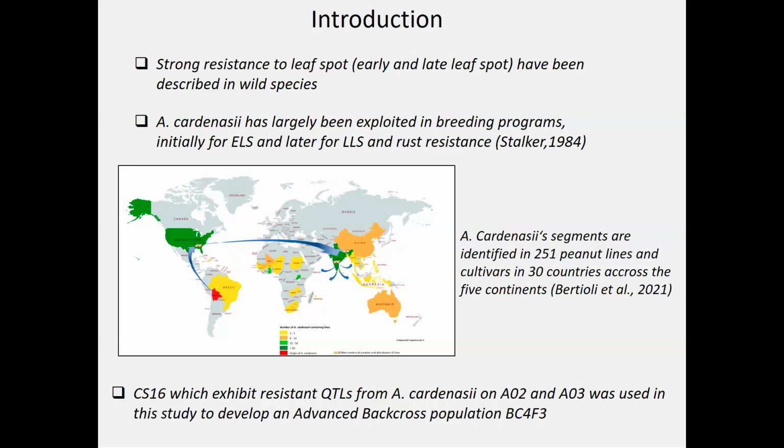And Berkeley's work in 2021 has shown that 251 peanut lines and cultivars across the 5 continents possess at least one segment of resistance from Arachis cardenasii. So in our study, we used one of the interspecific derivative lines from Arachis cardenasii, CS16, which possesses a resistant fragment on chromosomes A2 and A3 to develop an advanced backcross population.